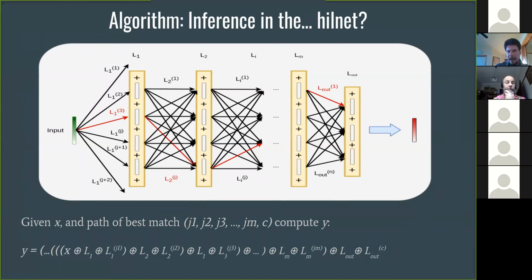Suppose you had a matching path through this, we'll call it a hill net because I can't think of a better name for it. This hyperdimensional inference layer network. You have this path, shown here in red, of best matching neurons, I guess we could call them, to get to the output, which is the correct class, let's say. And the computations you do along the way are as follows. You XOR with the layer itself, then you XOR with each individual component until you find a good one, such as J1 here. And then you carry that result forward and again find the best matching one to get J2, J3, and so on. And those are the indices of the correct path through this network to get to the result.